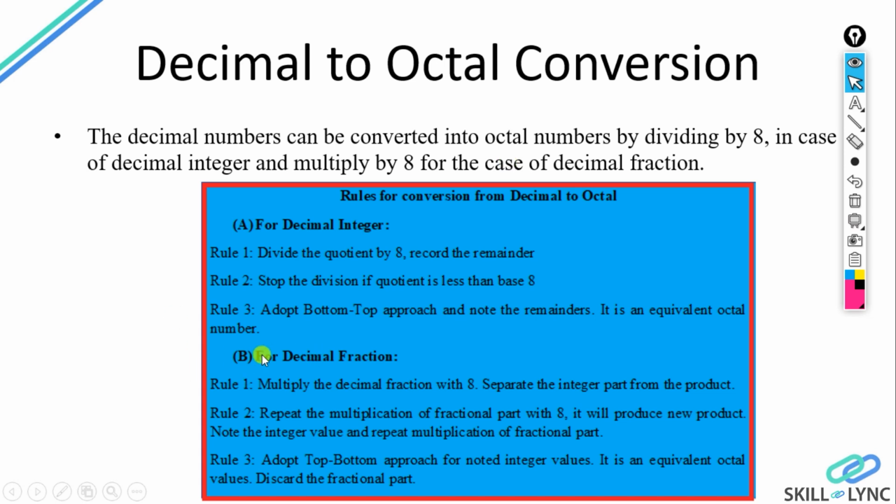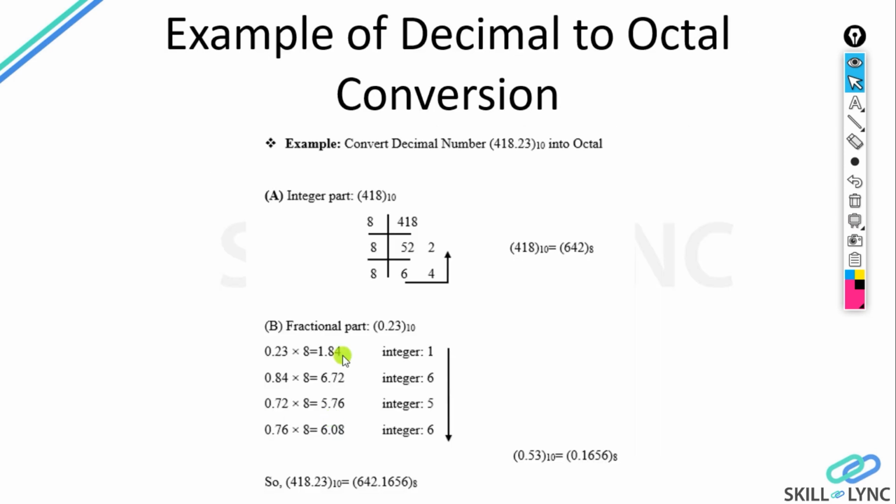And for the fractional part, everything remains the same. Just keep multiplying the decimal fraction by 8. In previous case, we were multiplying by 2. Now we are multiplying by 8. And now note down the integer part and then adopt the top to bottom approach. And at last, mix integer and fractional part and give it the answer. By mix, I mean to say that combine integer answer and fraction answer, and that is the final answer.